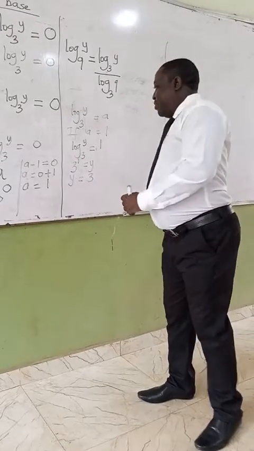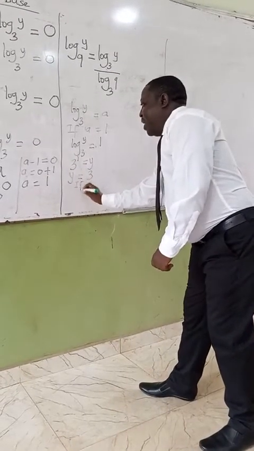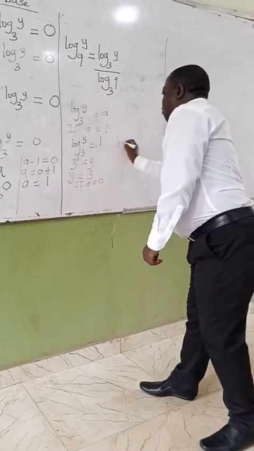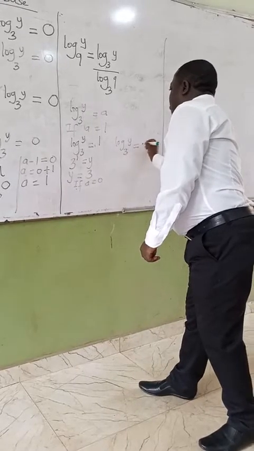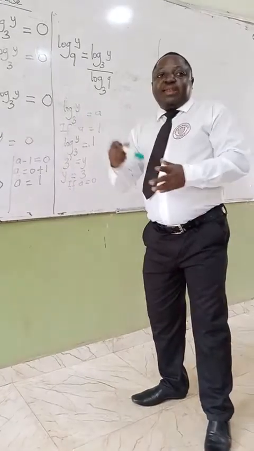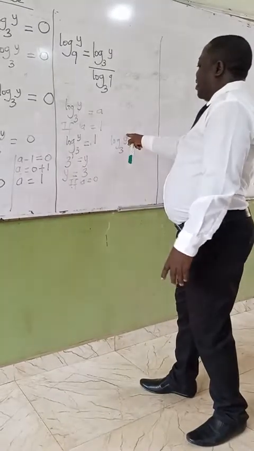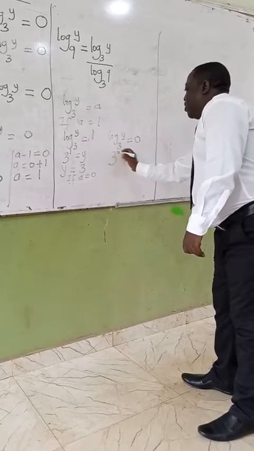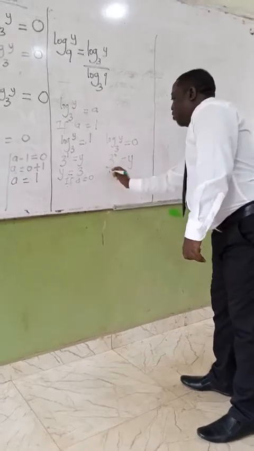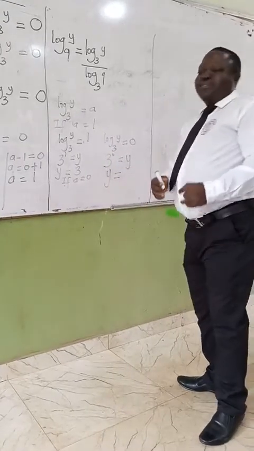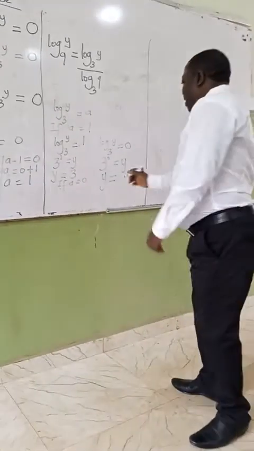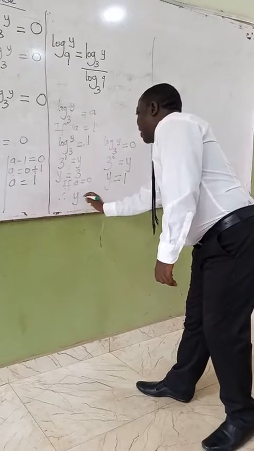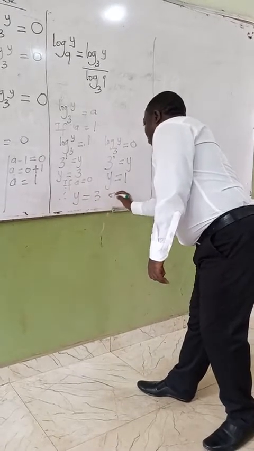So y is 3. Also, if A is equal to 0, then logarithm of y in base 3 is equal to 0. Then what is the power to which 3 must be raised to get y? The power is already written here as 0. Then 3 raised to power 0 is equal to y, and anything raised to power 0 is 1. So y is equal to 1. Therefore, y can either be 3 or 1.